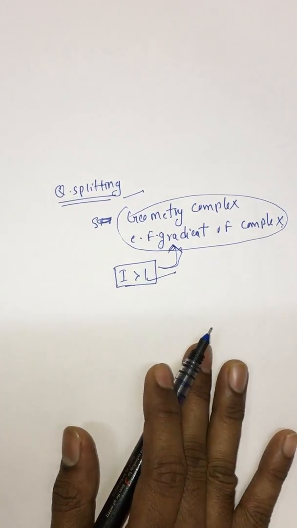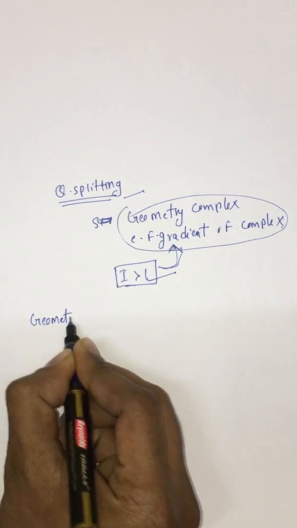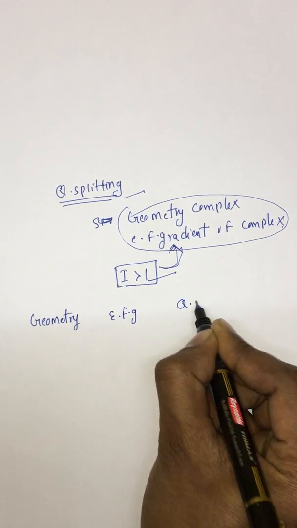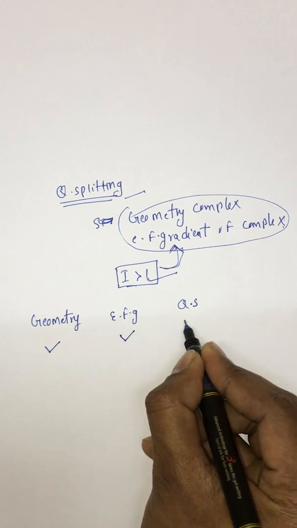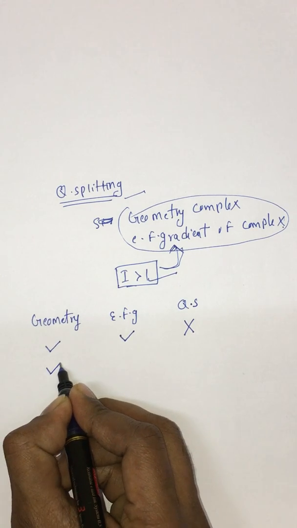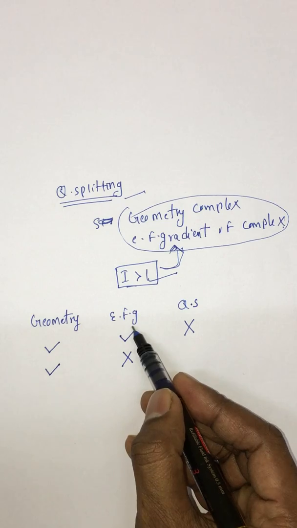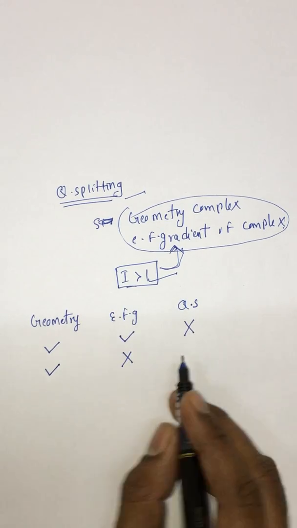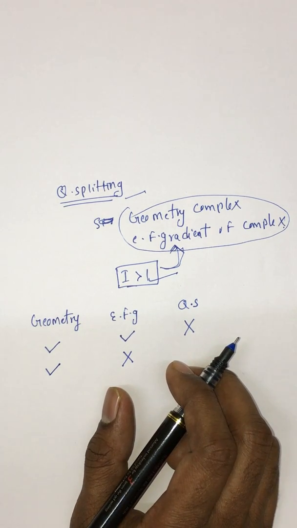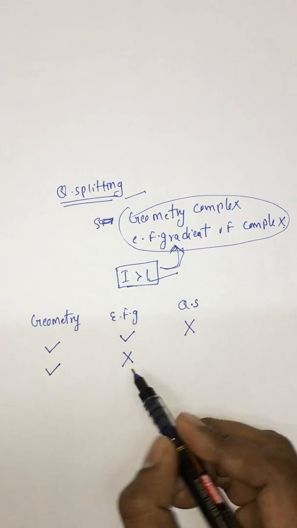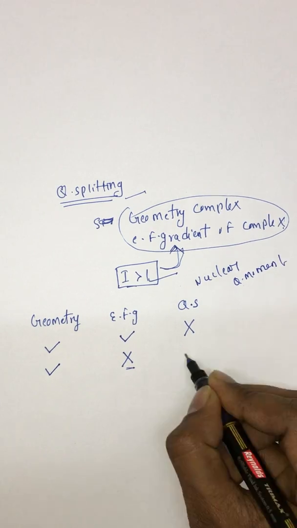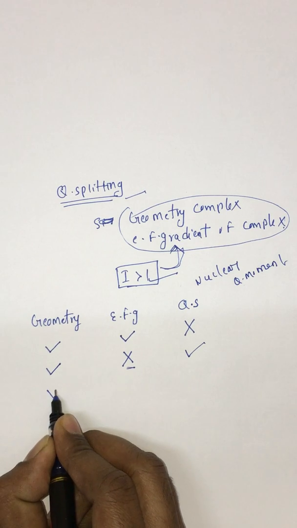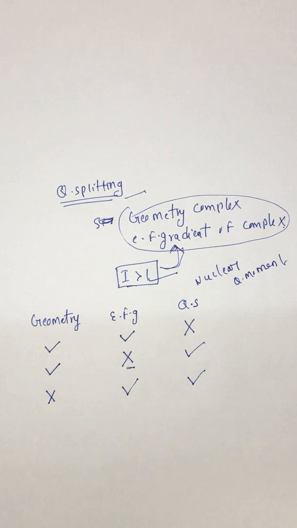Here there are further 4 possibilities. We will take geometry, electric field gradient, and quadrupole splitting. If the geometry is symmetric and the electric field gradient is also symmetric, in that case we will not see a quadrupole splitting. If the geometry is symmetric and the electric field gradient is unsymmetric, this electric field gradient interacts with the nuclear quadrupole moment, and this leads to quadrupole splitting. Next, when the geometry is unsymmetric and the electric field gradient is symmetric, then also we will see a quadrupole splitting. If both are unsymmetric, then also we will see quadrupole splitting.